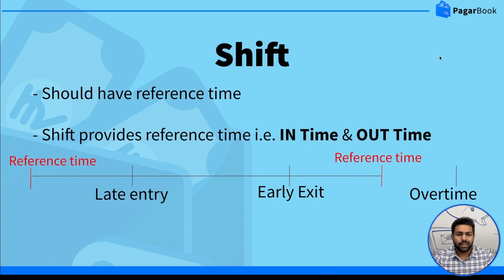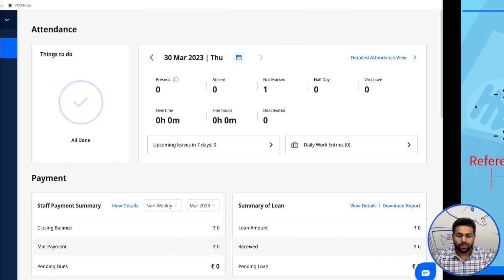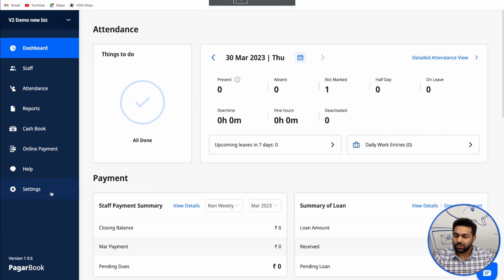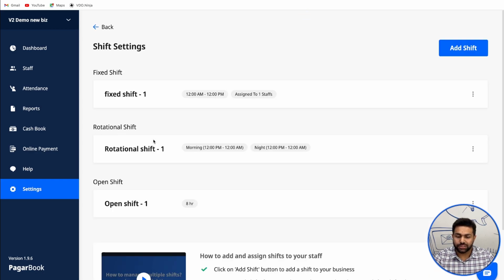But currently I will take you through our software and show you how we can configure shifts. So here we will go to settings, and here we have shift settings where we have three types of shift. One is fixed shift, where the time is fixed. There is only one shift, and the time is fixed, fixed in time, fixed out time.